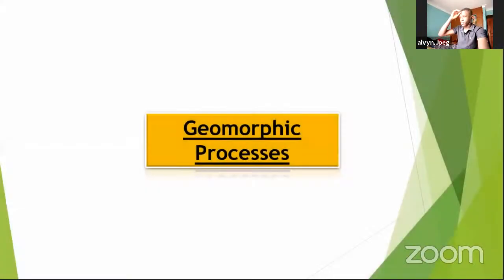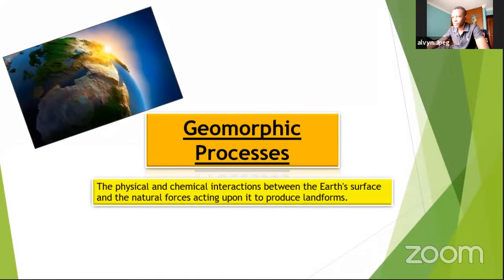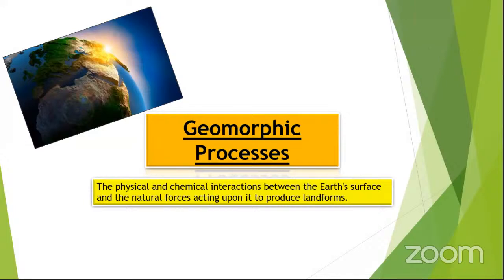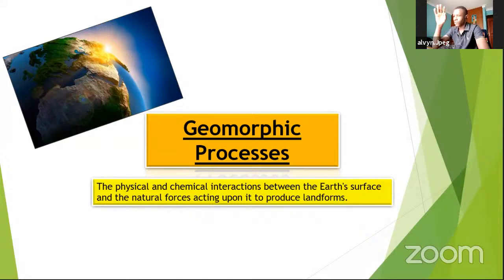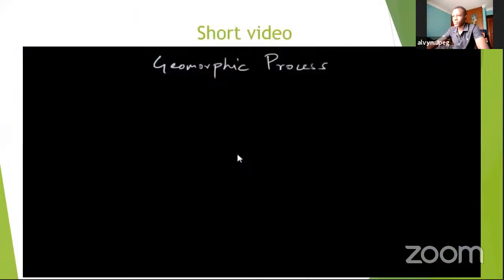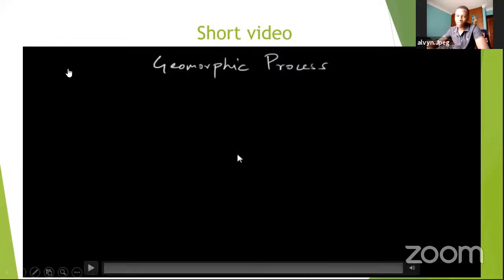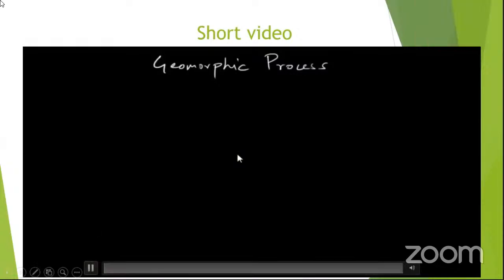Okay, geomorphic processes. Let me first define what geomorphic processes means. This is a physical or chemical interaction between the Earth's surface and the natural forces acting upon it, which produce landforms. These landforms can be mountains, water bodies, anything that is made and has geography in it. So now I'm going to first play this video. It's about 2 minutes and just briefly explains what a mind map is. It's okay.